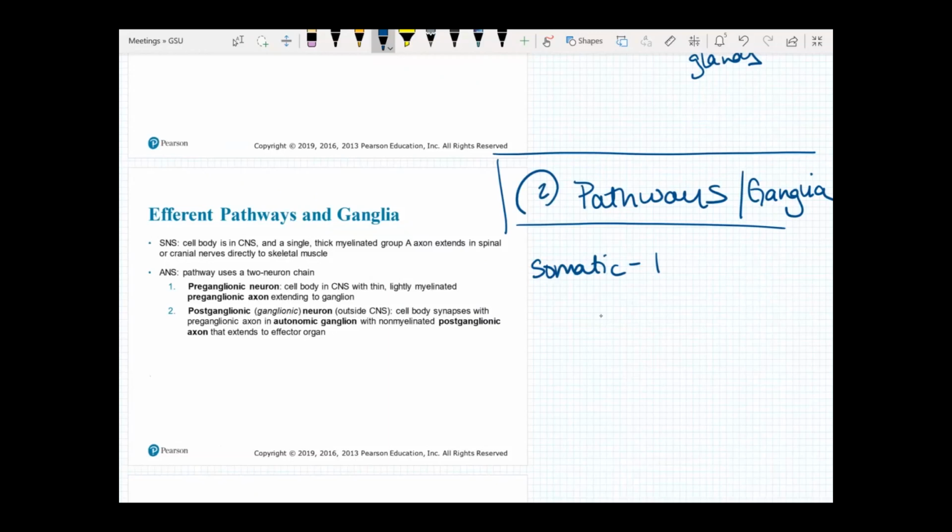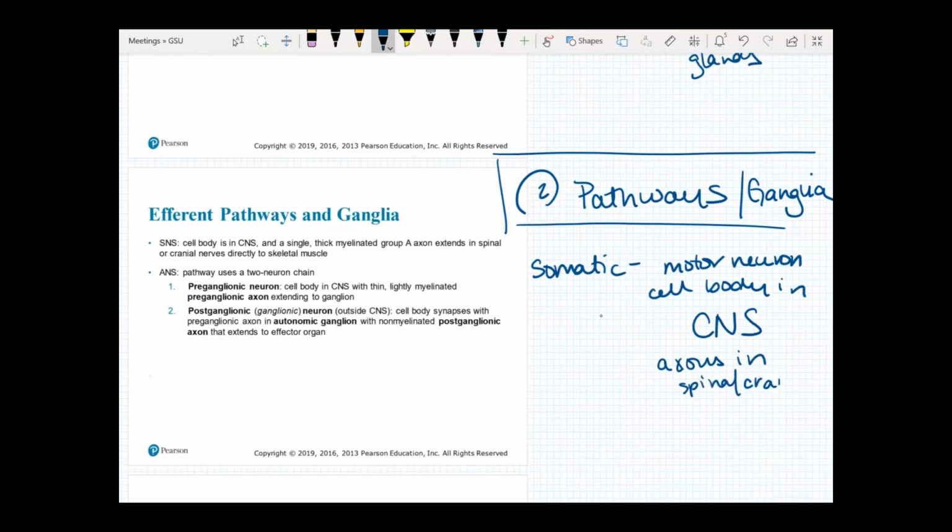But with the somatic nervous system, the motor neuron cell body, that's what we care about, will be in the CNS. And then the axons will be in either the spinal or the cranial nerves. So basically with our somatic nervous system, our motor body is going to be in the CNS, with the axons going through the spinal or the cranial nerves.